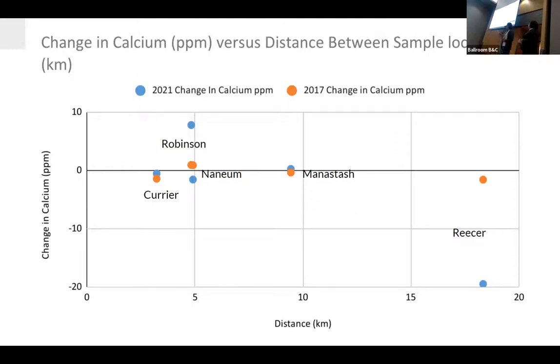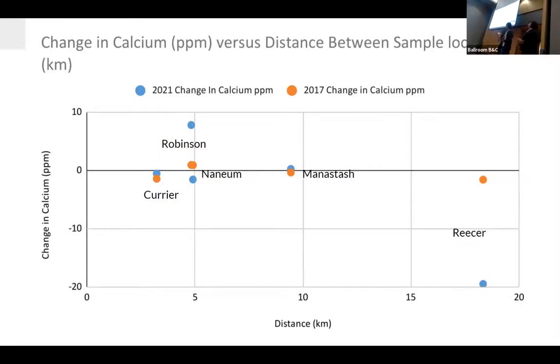So at Courier, we had a negative change in both years. So as it flowed, it lost calcium as it traveled, which is interesting. And then as we move on to Robinson and Nanum, for Nanum, they were swapped. So in 2017, there was a positive change, so it gained calcium as it flows. And then in 2021, we found that it actually lost calcium.